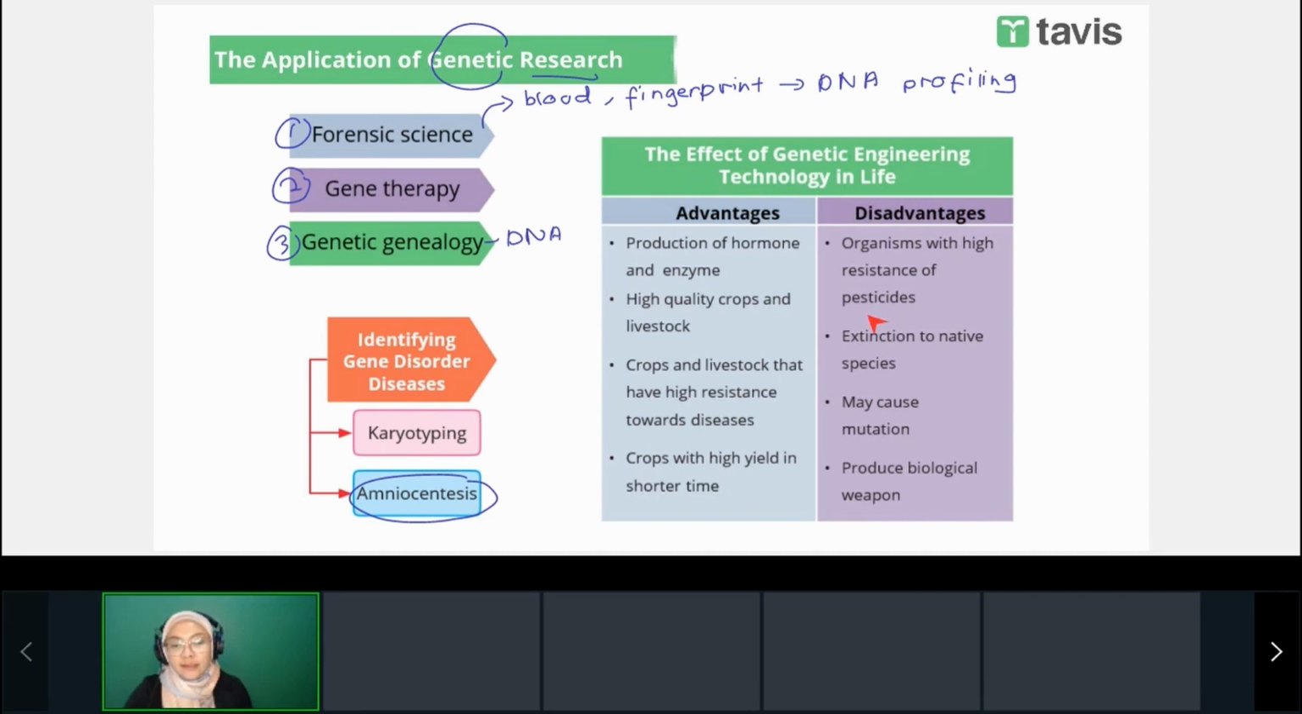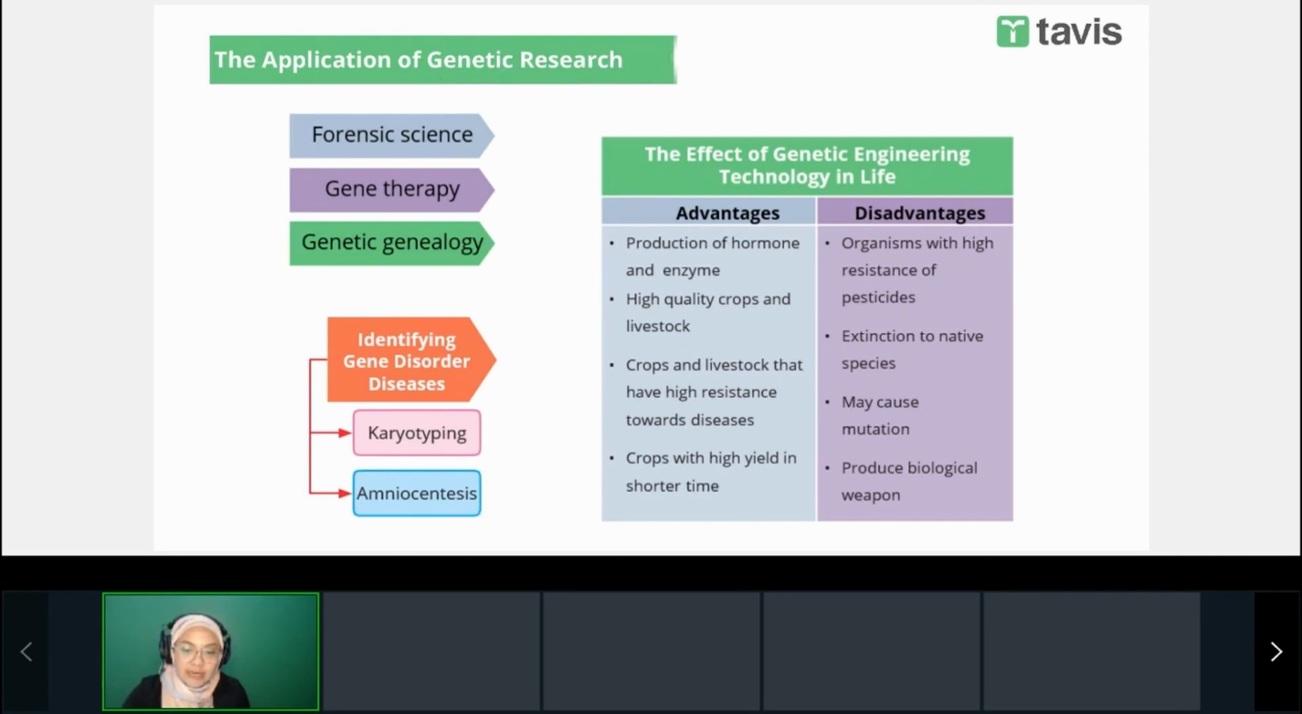Okay, let's see the disadvantages. When we make a new organism using technology, we tend to produce organisms with high resistance to pesticides. That is one of the side effects. If we use the same types of pesticides, the organism will resist them, with no effect on them anymore. It may also cause the extinction of native species.